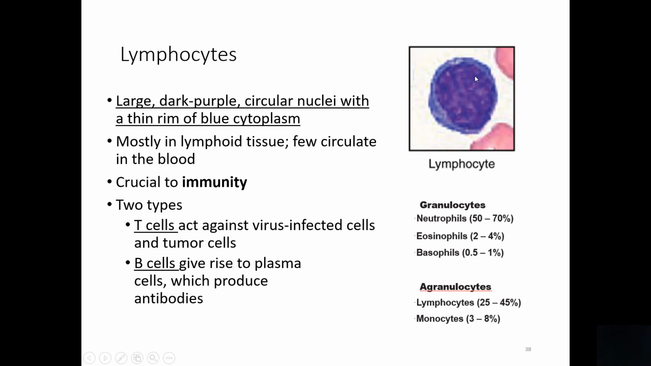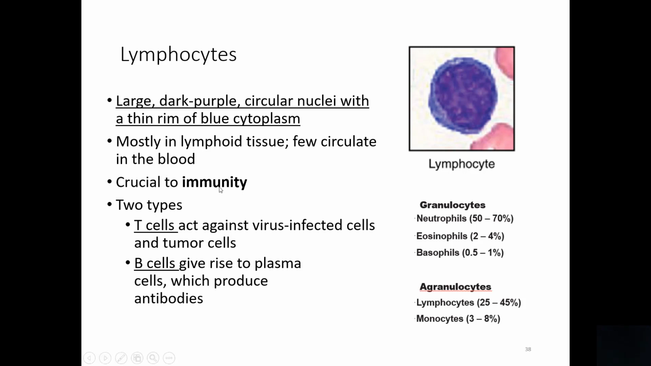Lymphocytes. They are the smallest white blood cells. They are just slightly larger than red blood cells, and each of them has a huge nucleus that takes almost all the cell inside. We have about 25 to 45% of them, and mostly they are not in blood. They are in lymphoid tissue, like lymph nodes. They are a big part of our immune system. We'll talk a lot about each type of them when we study the immune system.